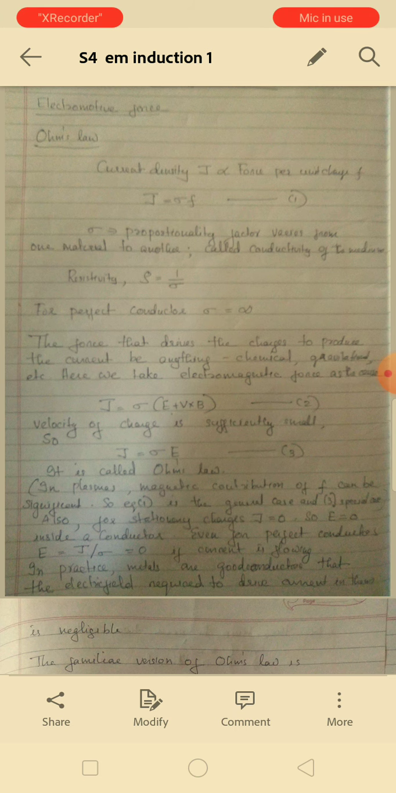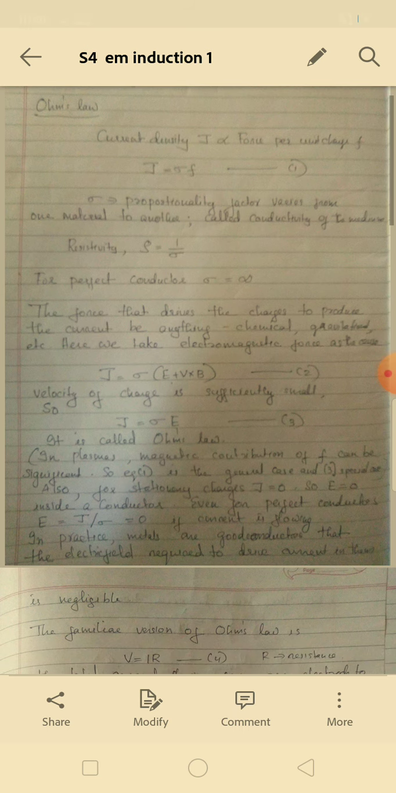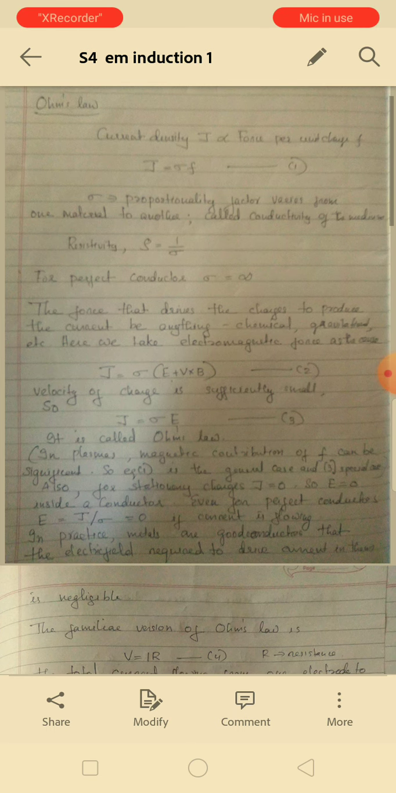ഇവിടെ നമ്മൾ അതിൻ്റെ ഒരു ജനറൽ ഫോമാണ് പഠിക്കുന്നത്. അതിനുവേണ്ടി at first we have to study what is current density. Current density is current per unit area, and that current density is proportional to the force on the charge. That means we have to apply force to push the charge to flow. That is, current density is proportional to force. If we are pushing with much force, current will flow.